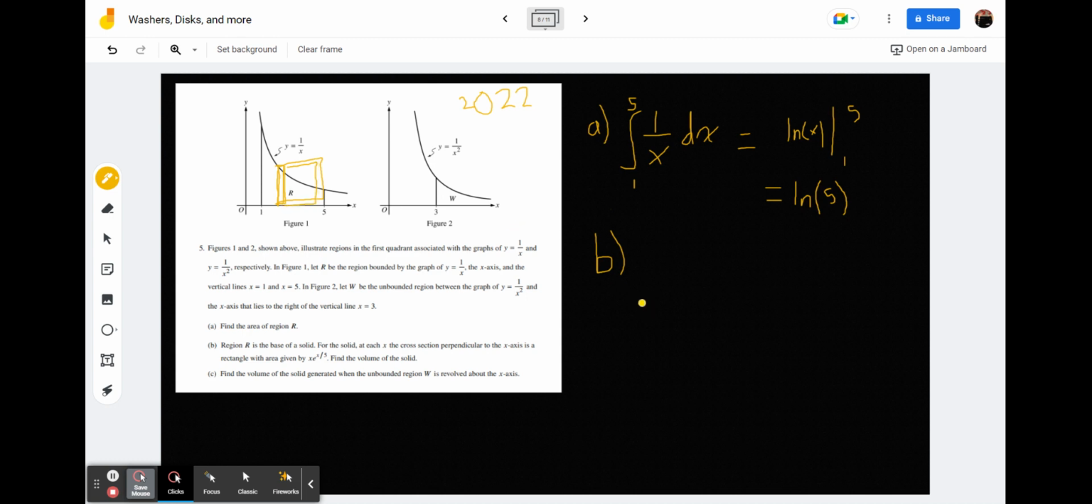Since the area of the rectangle is already given to us, all we need to do is multiply it by the thickness to get that volume. So again, we bound our integral from 1 to 5, and the area is given as x e to the x over 5, with respect to x.